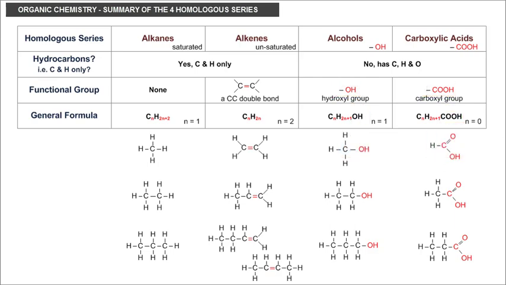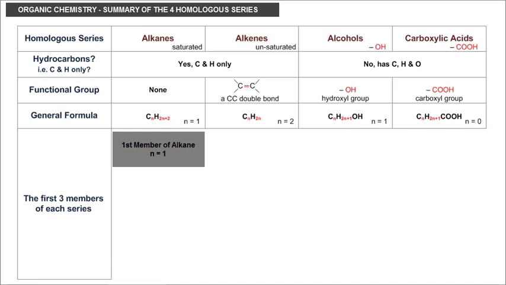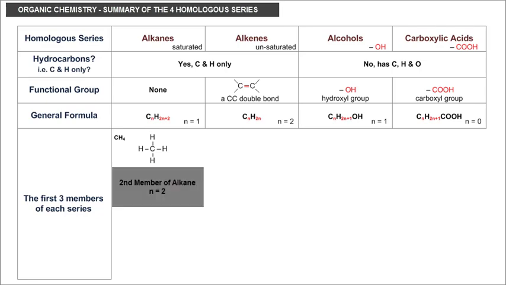With the general formulas now known, let's list down the first three members of each homologous series, their molecular formula and their structural formula. The first member of alkane is obtained by substituting n equals 1 into its general formula, giving us the molecular formula CH4. It has one carbon atom and 4 hydrogen atoms. This is called the structural formula, and to help you with the drawing of the structural formula, keep in mind that carbon needs 4 bonds, hydrogen needs 1 bond, and oxygen needs 2 bonds, and that requirement is met over here. For the second member of alkane, n equals 2, and the molecular formula is C2H6.